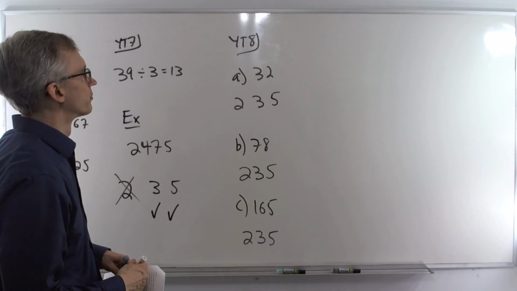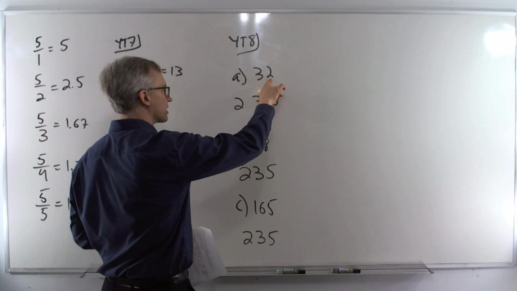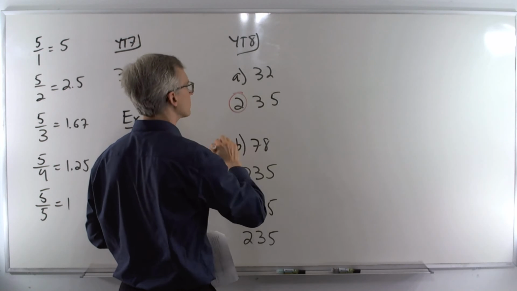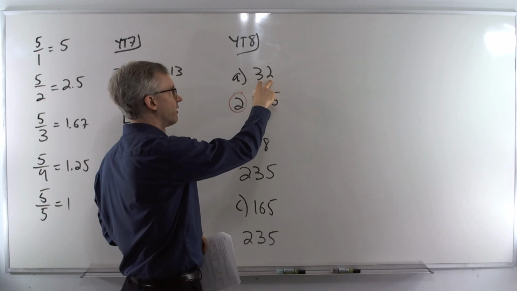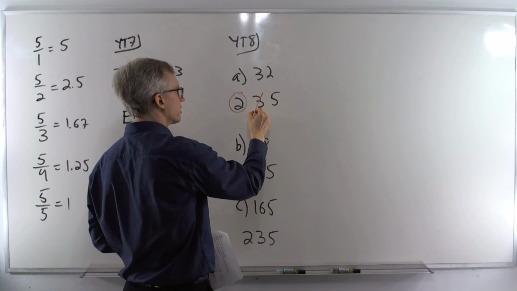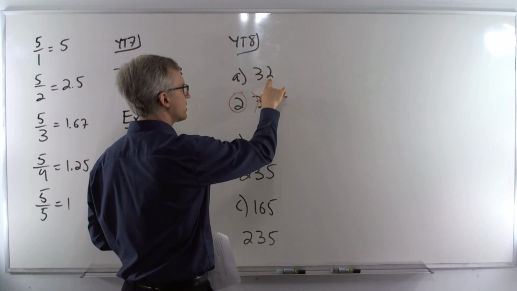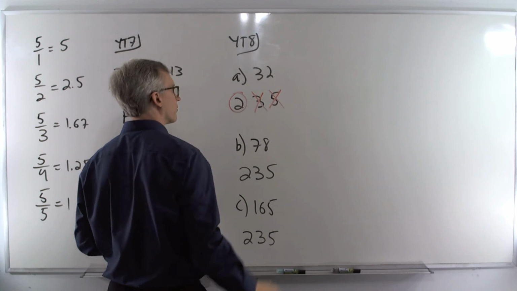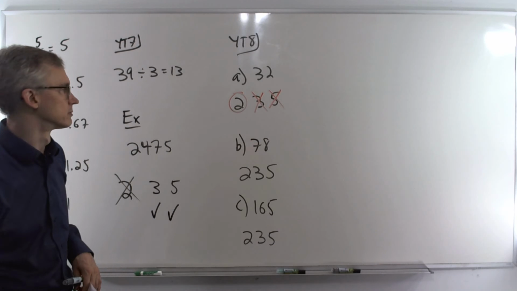So 32. All right, it ends in 2, so that's an even number. So 2 works. 3 plus 2 is 5. 5 is not divisible by 3, so 3 does not work. It does not end in 0 or 5, so that one is only divisible by 2.